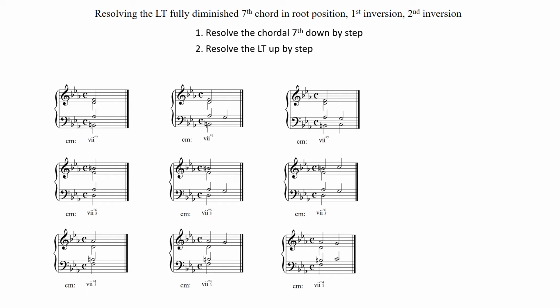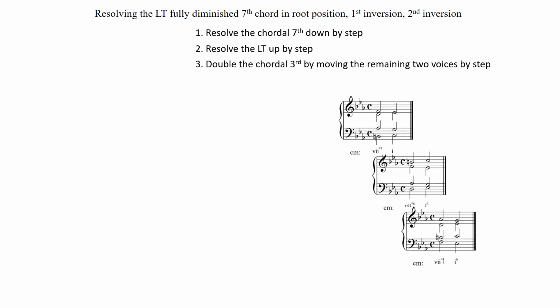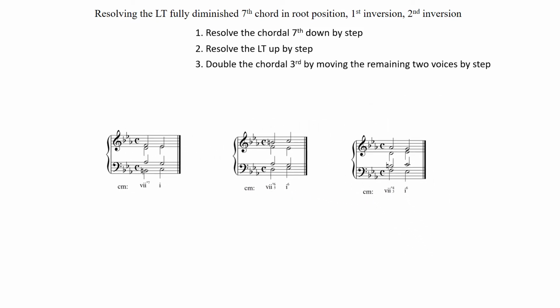Notice that after step 2, the chordal root and chordal fifth of the destination chord, the tonic triad, are present. Finally, move the remaining 2 voices by step to double the chordal third. Notice that all the voices move by step. If there is a leap in one of the voices, you will likely have made an error. Also notice that these steps will result in a tonic triad with a doubled chordal third, which perhaps runs contrary to what we expect of a root position tonic triad, as seen on the left side of the page.